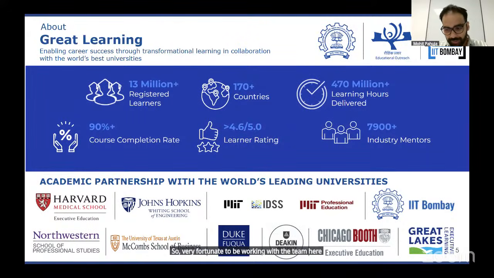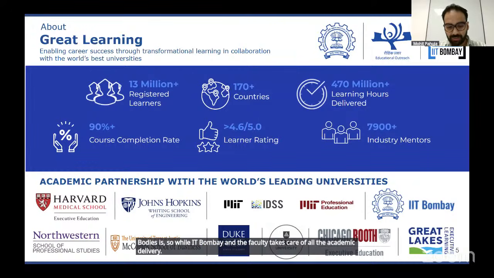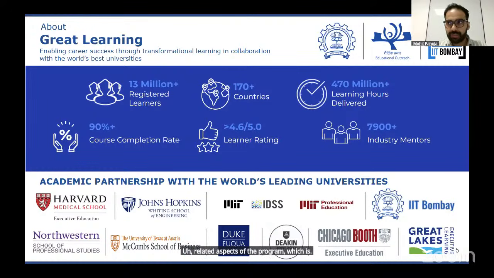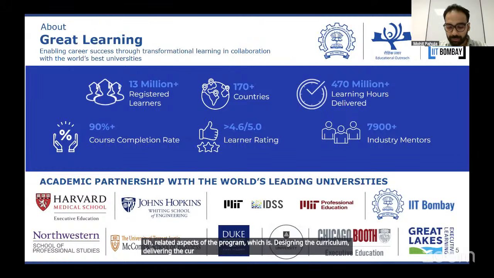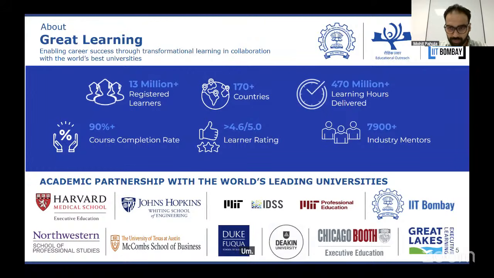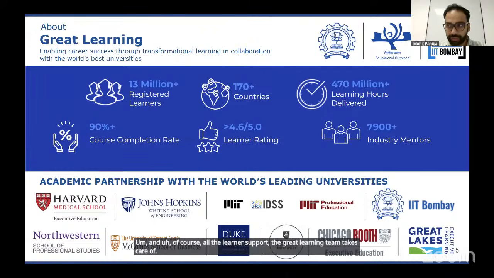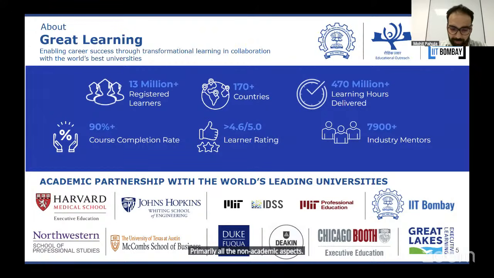And broadly, in terms of the role of the two bodies, IIT Bombay and the faculty takes care of all the academic delivery related aspects of the program, which is designing the curriculum, delivering the curriculum, and of course, all the learner support. The Great Learning team takes care of primarily all the non-academic aspects of the program, starting from learner outreach.